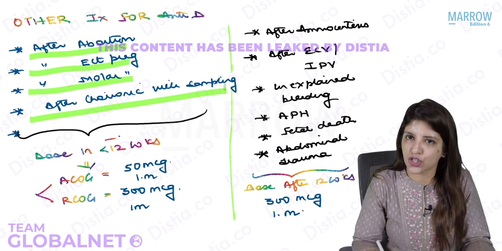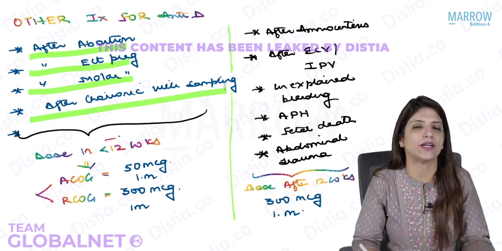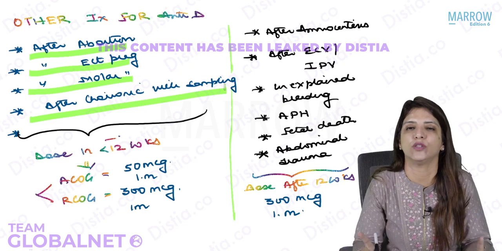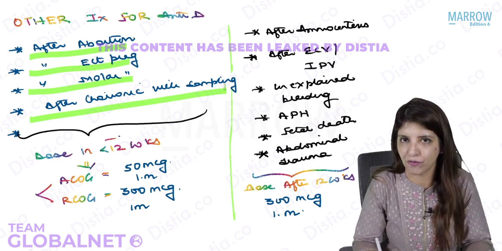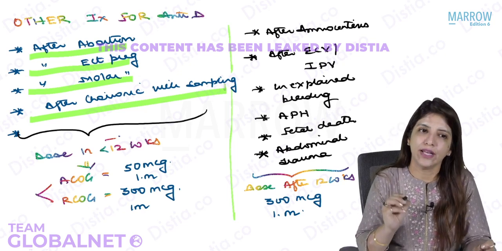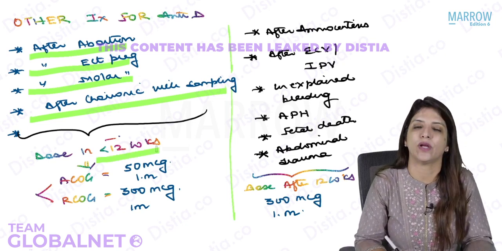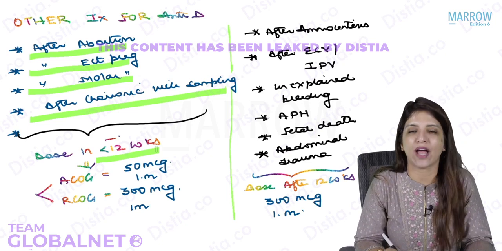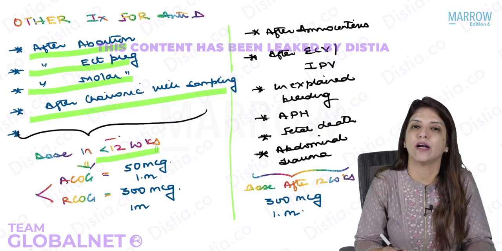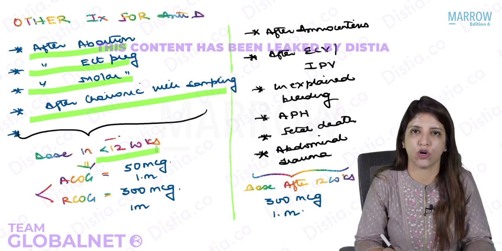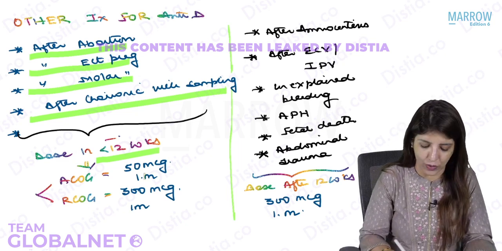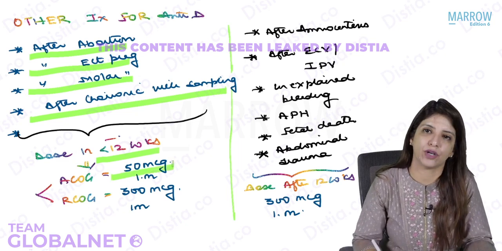As far as abortions are concerned, when you have to give anti-D and when not, I have told you in the video on abortions itself. Right? Now, in all these cases, if the period of pregnancy is less than 12 weeks, then the dose of anti-D which you have to give as per the American College of Obstetricians and Gynecologists, which we follow in India as well, is 50 micrograms.